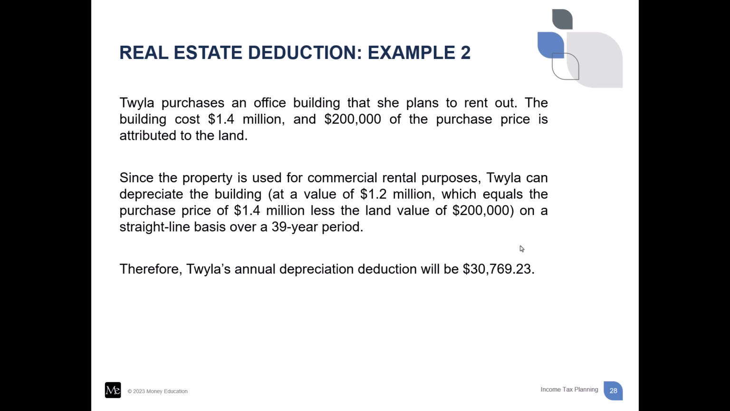Twyla purchases an office building she plans to rent out. The cost is 1.4 million and 200,000 is attributed to land. Since this is commercial rental, Twyla can depreciate the building, which is 1.4 minus 200, so 1.2 million, on a straight line basis over 39 years. Twyla's depreciation is 30,769.23.